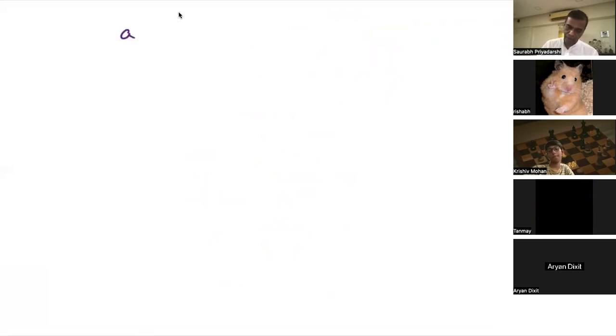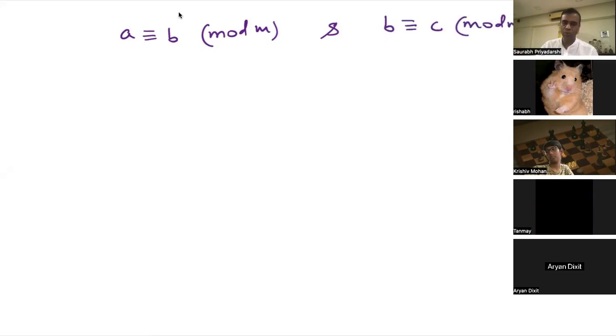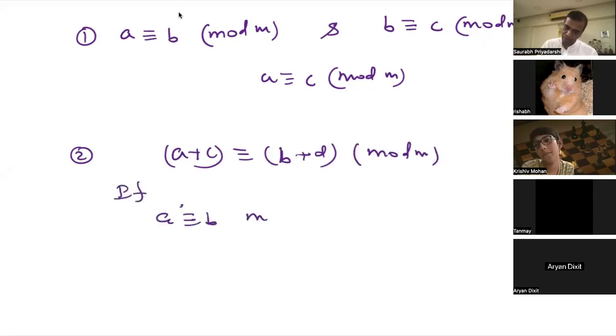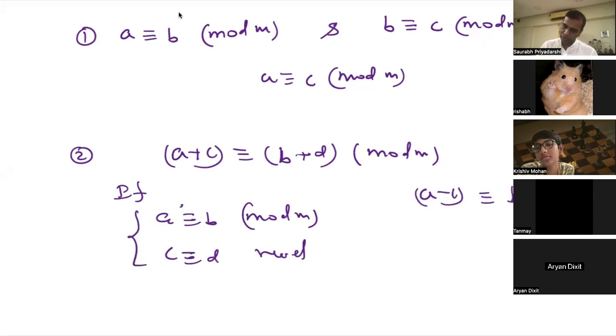A few of the basic properties: if I'm saying A is congruent to B mod M, meaning if I divide a number by M, I get the remainder A, and some other number I divide and get the same remainder, and B also gives the same remainder mod M, then it's obvious I can say A is congruent to C mod M. You can add or subtract both the numbers: A plus C is congruent to B plus D mod M, since A is congruent to B mod M and C is congruent to D mod M. So I can add both the numbers or subtract also, mod M.